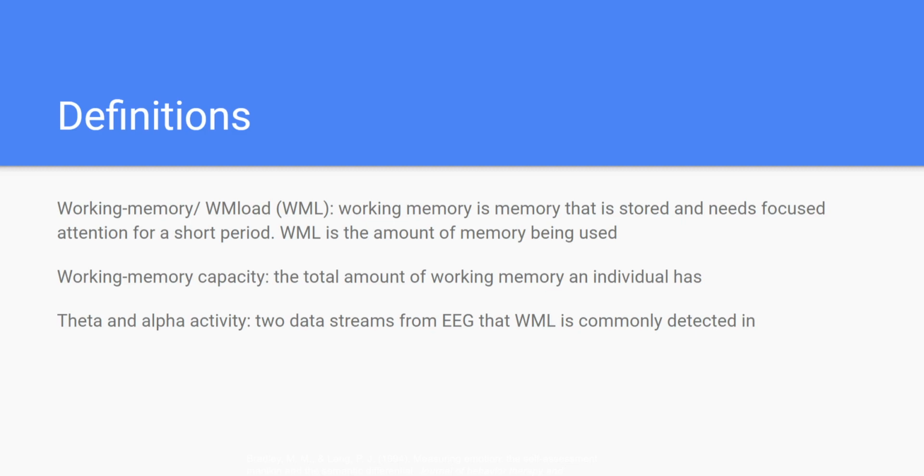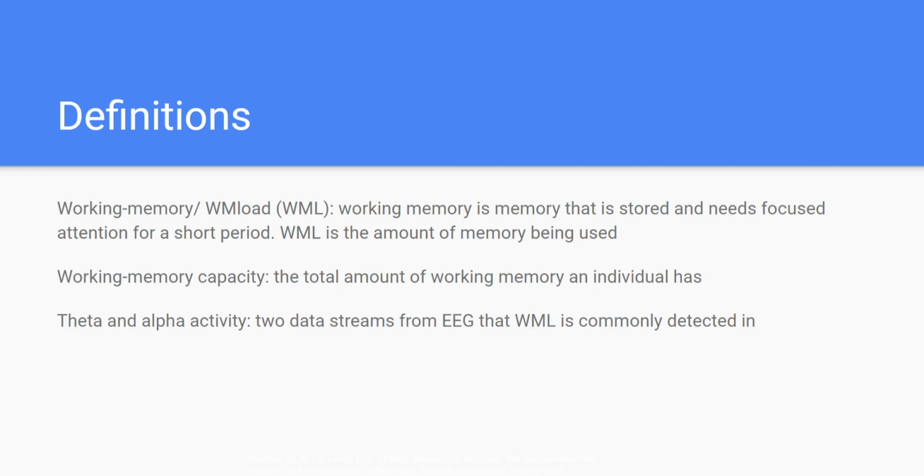So working memory is the memory that is stored and needs focused attention for a short period. This is when you're doing math problems or reading through text and you have to remember what you just read, or what the equation is that you were just looking at, to continue doing the math. That's working memory. And working memory load is the amount of memory being used at any given point.